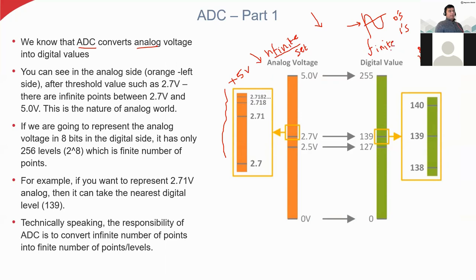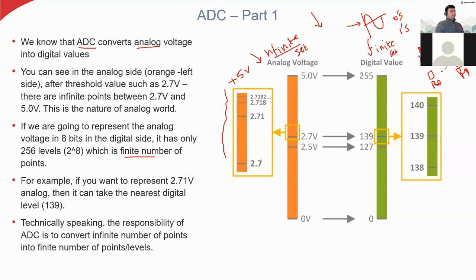Here we don't have any floating point numbers. Everything is whole numbers, for example 0, 1, 2, 3, and so on, up to 255. Only these values can be represented by these digital devices. These are registers or levels 1, 2, 3 and so on. Here we have 8 bits, so if I start with R0, then of course this is going to be R7. So if we represent the analog voltage in 8 bits on the digital side, it has only 256 levels, which is a finite set of numbers.